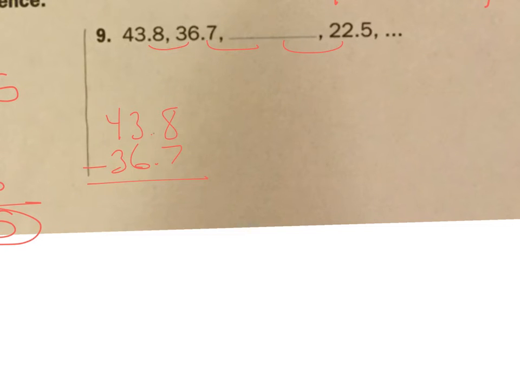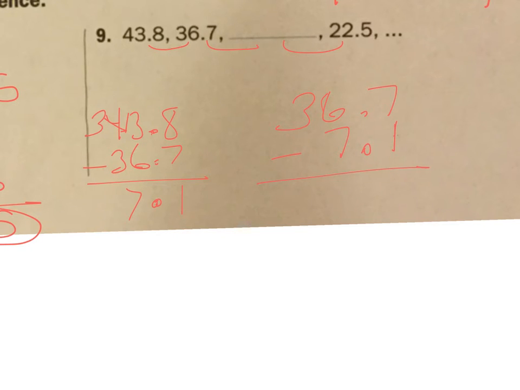So, line my decimals up, drop it down. 8 minus 7 is 1. I can't do that. That becomes a 3. That becomes a 13. And it's 7. 7.1. So 36.7 minus 7.1. See what we get.